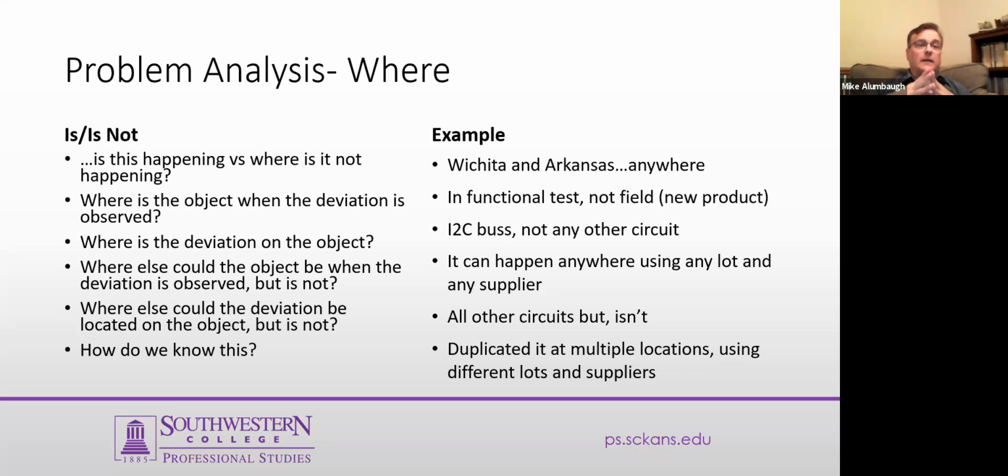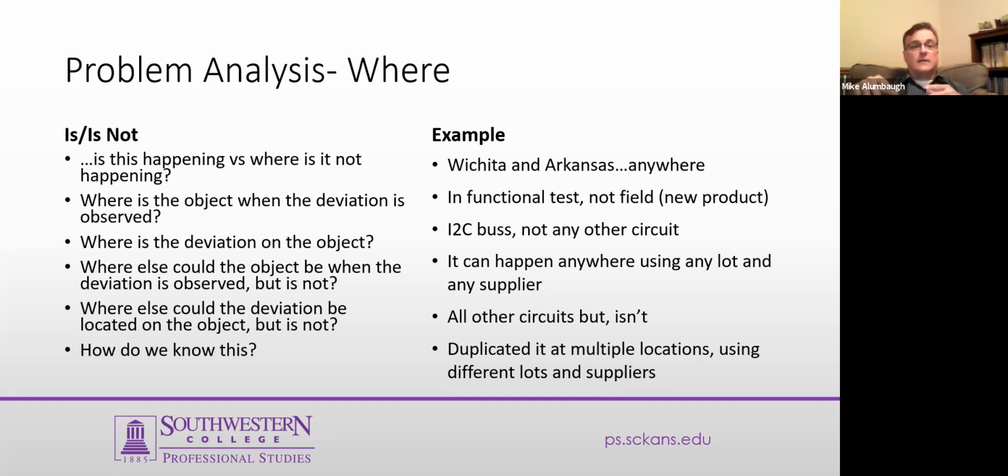Where is the object when the deviation is observed? In test and not in the field. Why is that? Well, we learned that a couple of prototypes have been sent to customers, but when you look at the 40 to 60% fail rate, it is possible that they could have gotten some units that are working as their prototypes. So we're going to just kind of set that to the side for now.